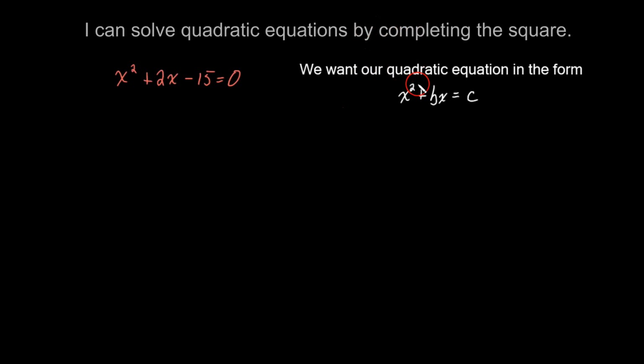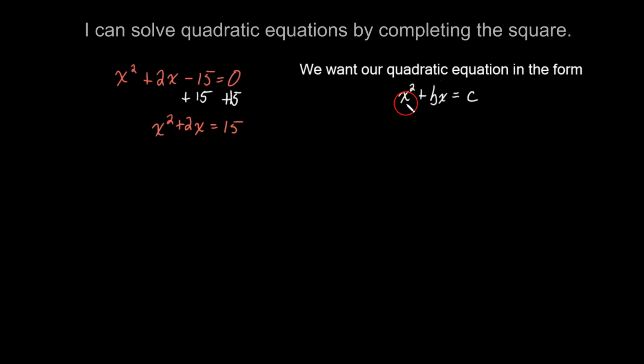So we want our quadratic equation in the form of x squared plus bx equals c. In this problem, the expression on the left side is written in the form of x squared plus bx plus c, and that equals 0. So in order to get it in this form, we want to add 15 to both sides of the equation, which would give us x squared plus 2x equals 15. And one quick thing to notice is that the a in this problem is equal to 1. If a is not equal to 1, we would need to divide the whole equation by a.